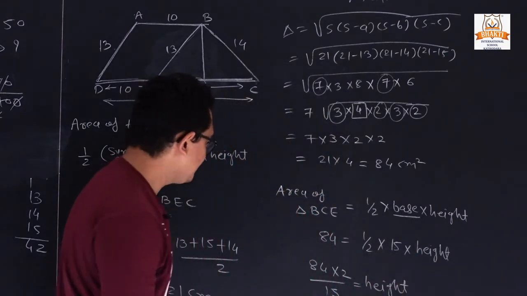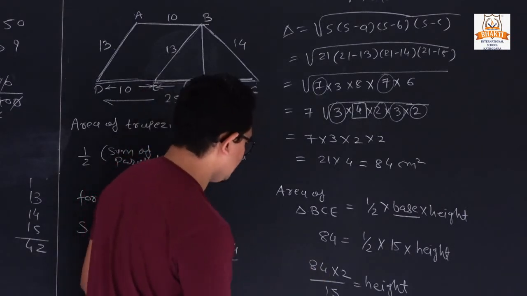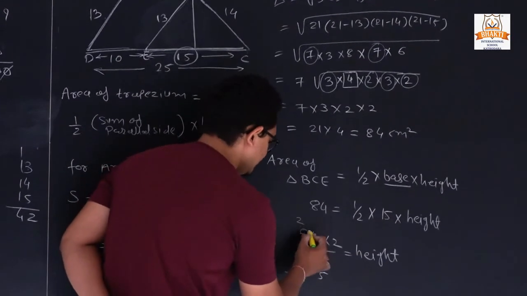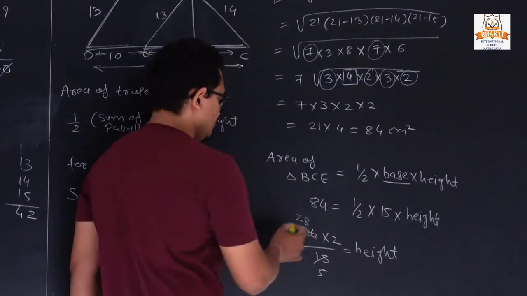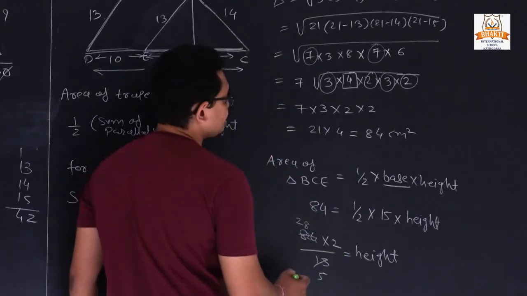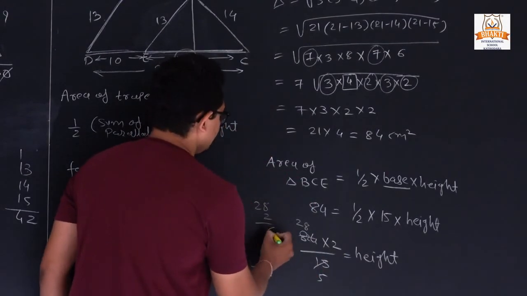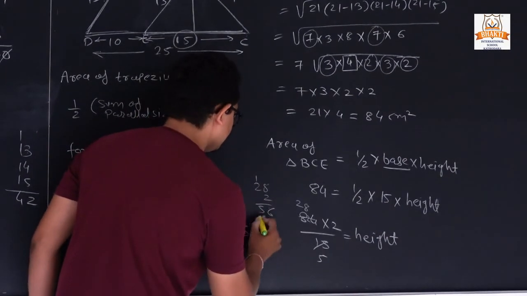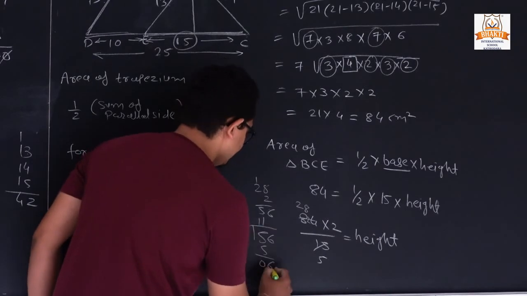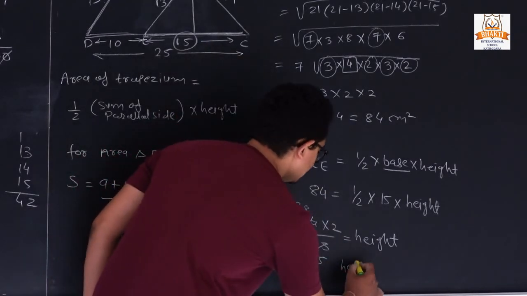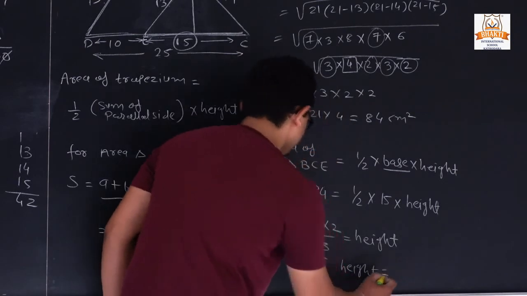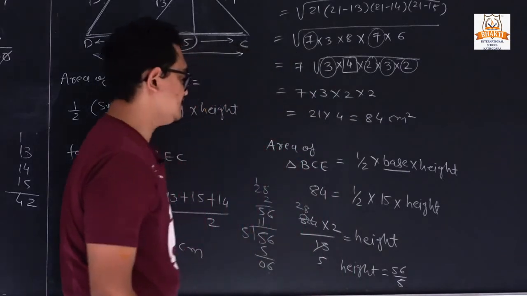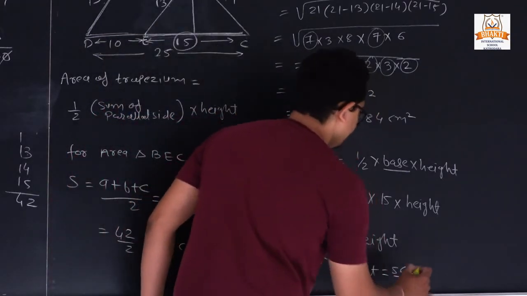Now divide. Both are divided by 3: 3 fives are 15, and here we have 3 twos are 6, 3 eights are 24. Now 28 twos are 56. Now 56 is divided by 5. So we can write it as usual: height is equal to 56 divided by 5 centimeter. Clear?